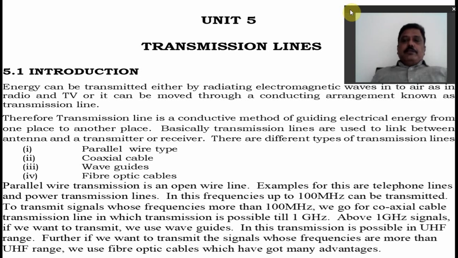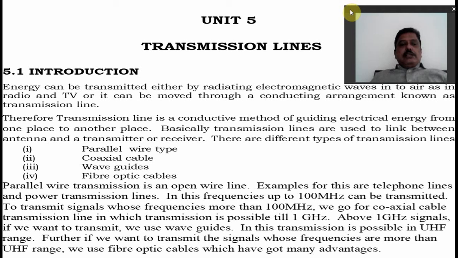There are different types of transmission lines: parallel wire type, coaxial cable, waveguides, and fiber optic cables. Parallel wire transmission is an open wire line. Examples for this are telephone lines and power transmission lines. In this, frequencies up to 100 MHz can be transmitted. To transmit signals whose frequency is more than 100 MHz, we go for coaxial cable transmission line, in which transmission is possible till 1 GHz.